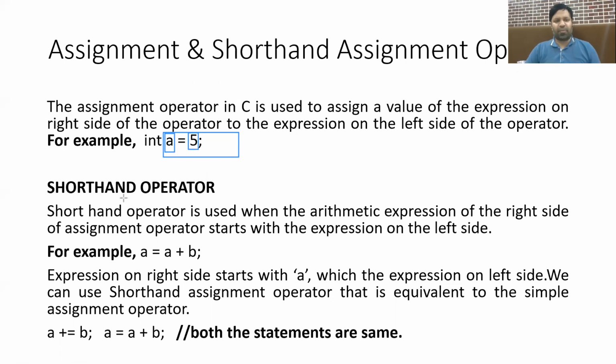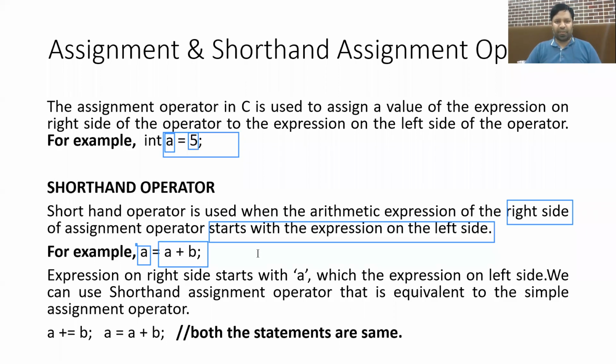The next version of the assignment operator, or the advanced version we have, is the shorthand operator. What is a shorthand operator? The shorthand operator is used when the arithmetic expression on the right side of the assignment operator starts with the expression on the left side. Please remember that. So you have an expression on the right hand side, as you can see, A plus B. What is the starting operand of this expression? A. And now A is equal to the expression on the left hand side.